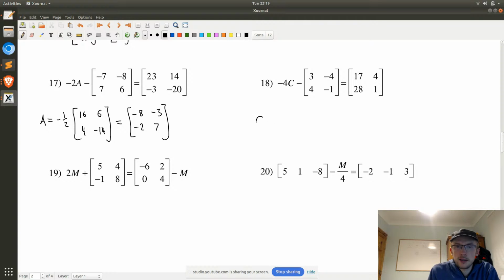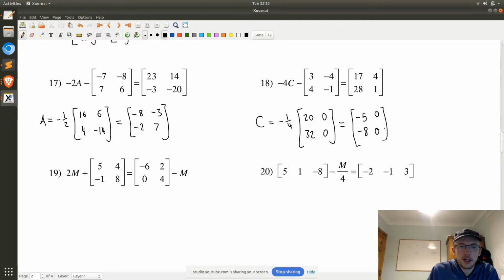Okay, C is negative a quarter of the matrix on the left plus the matrix on the right. So 20, 0, 32, 0, and quarter it and negate it. So negative 5, negative 8, and 0, 0 in those spots right there. And check. Valid.